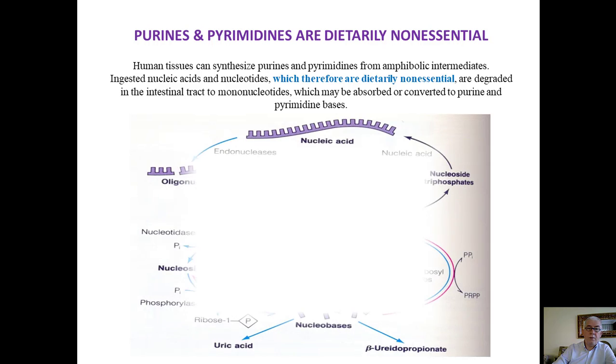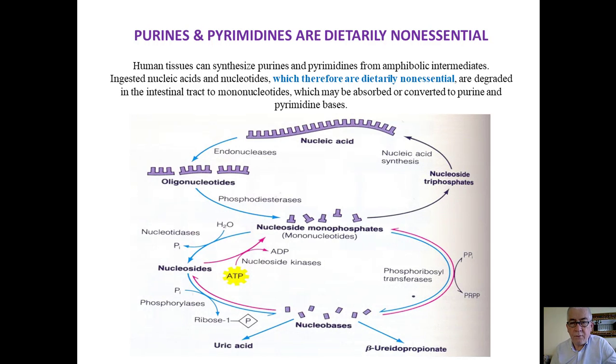Human tissues can synthesize purine and pyrimidine from amphibolic intermediates. Ingested nucleic acids and nucleotides, which are therefore dietary non-essential, are degraded in the intestinal tract to mononucleotide form, which may be absorbed or converted to purine and pyrimidine bases in the purine or pyrimidine degradative pathway. After all of these reactions, we can obtain uric acid or beta-hydroxypropionate.